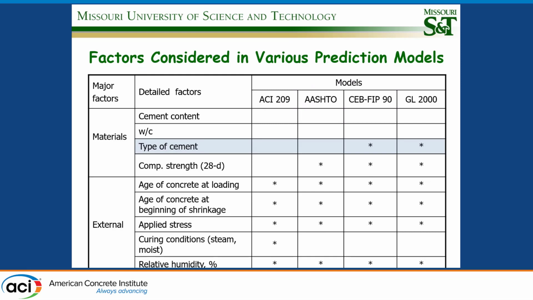And now, if you look at the models, we looked at all these models. Of course, we're interested in AASHTO because the whole project for NCHRP had an objective of modifying the AASHTO LRFD code. But you see the codes, some of them do take into consideration the cement type, water binder ratio, compressive strengths. Of course, the age of loading is very important. Curing condition, steam versus water curing, and all of them take into consideration the volume of the element versus the surface area. This is a drying surface.